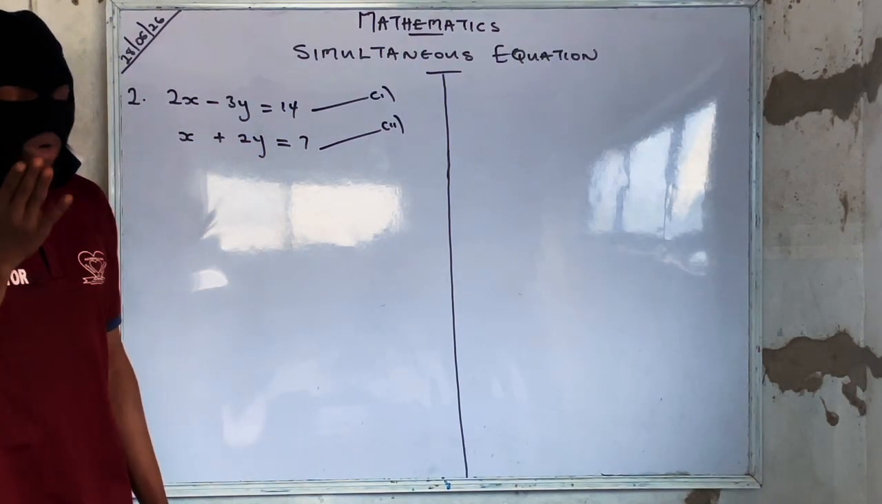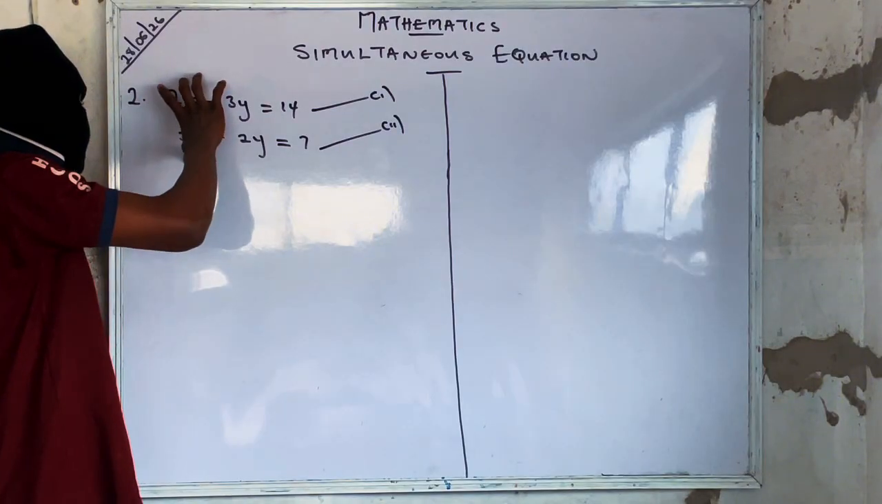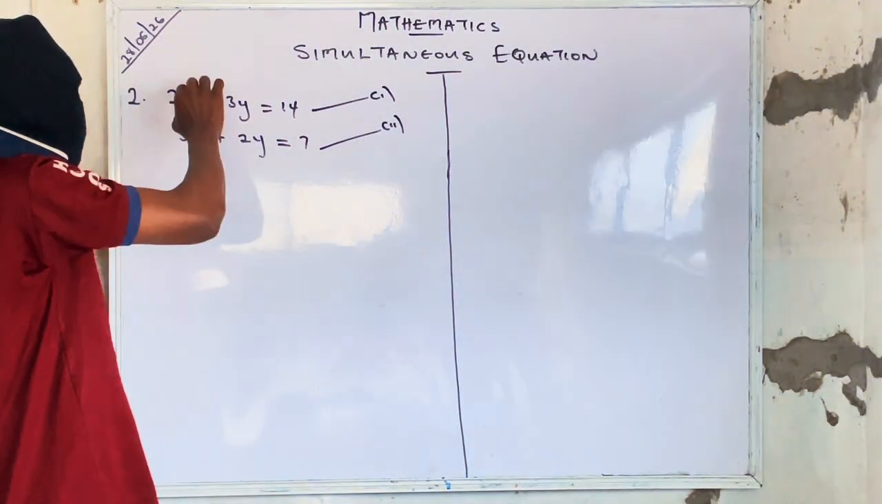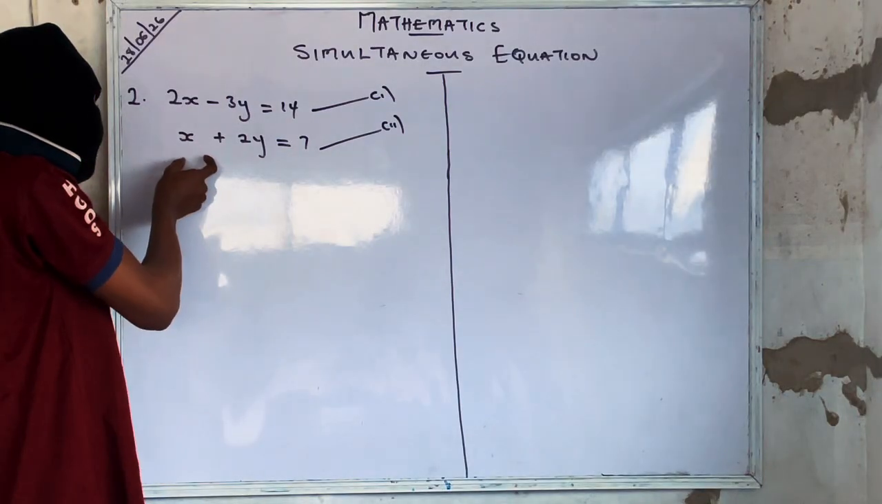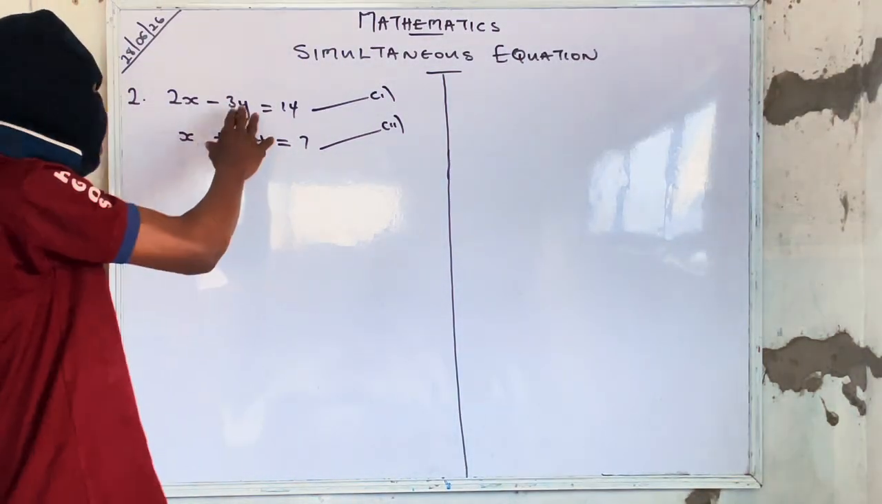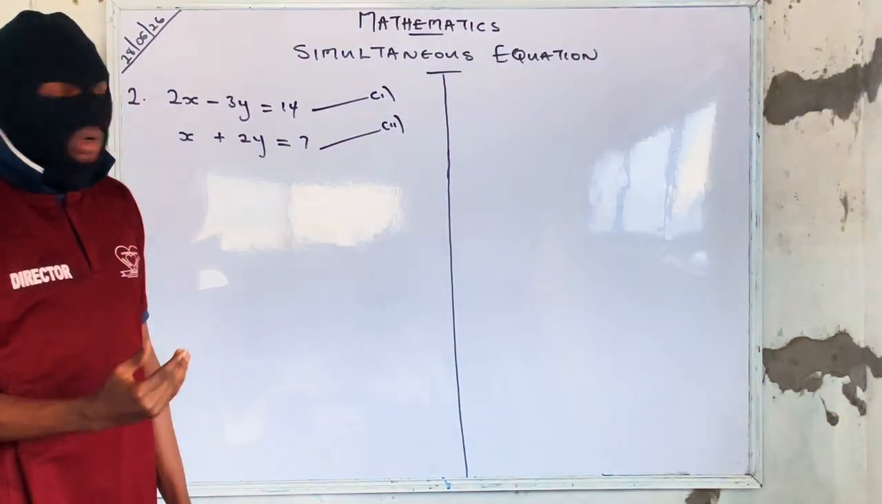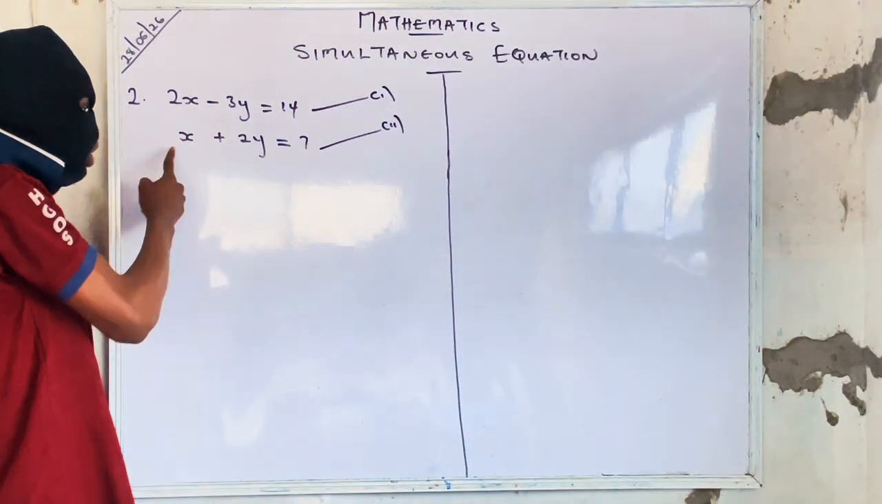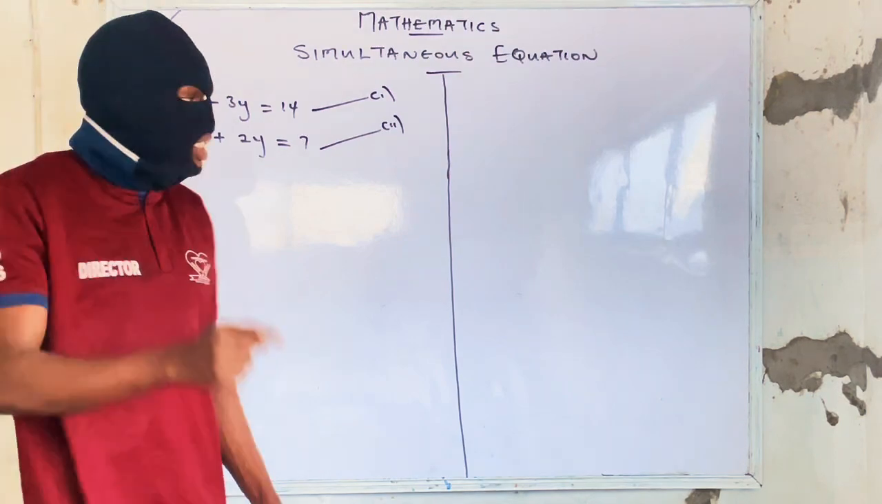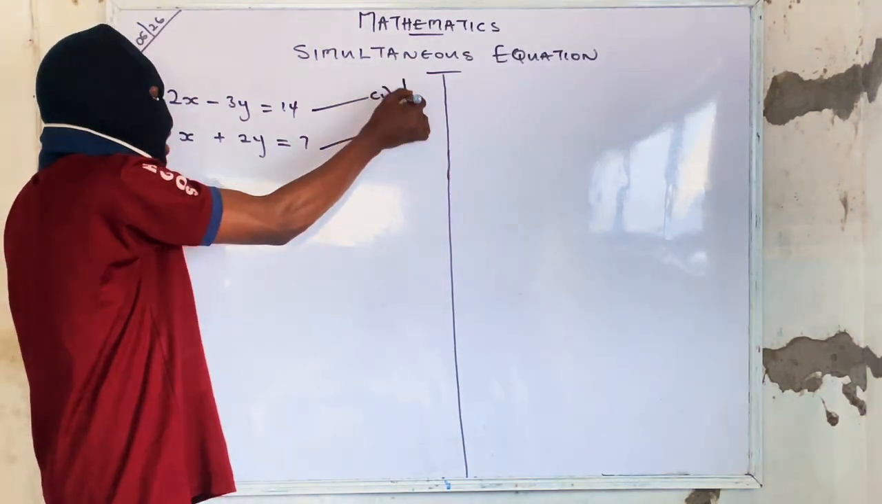To eliminate it, you are going to make sure that this x here has the same coefficient. The x in equation 1 and the x in equation 2 must have the same coefficient, but in this question they are not having the same. This is 2 and this is 1, but I want to make sure that they have the same. Now what you are going to do is that you are going to draw a line here.